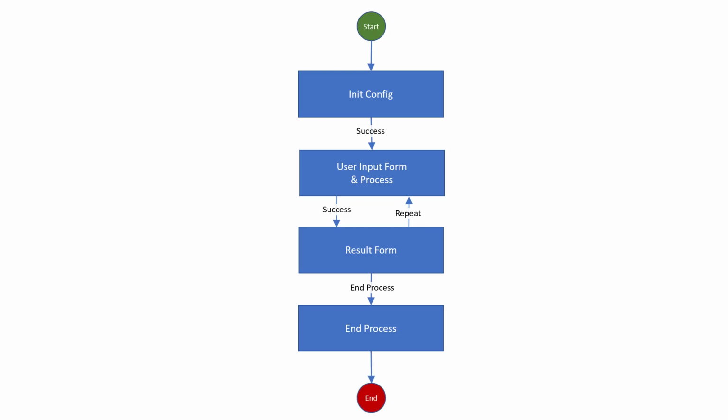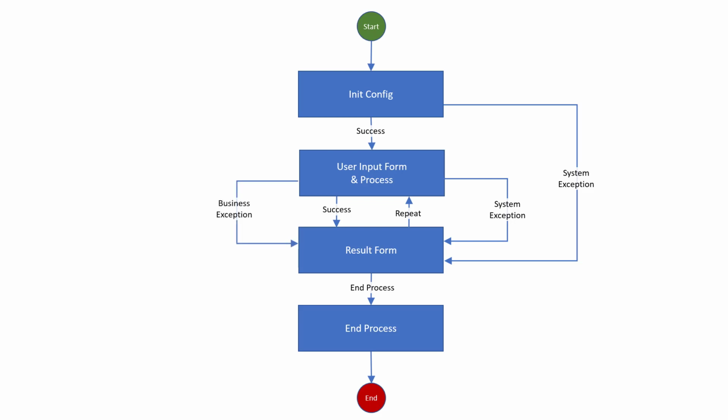Now things can happen along the way, of course. For example, in the init config state, we might see a system exception. And if a system exception occurs, then we transition to the result form, where again, as I said, the error message can be displayed. That can also happen if something happens in the user input and process state. If a system exception occurs, we are taken to the result form where the error is displayed. Now, if you're familiar with the concept of system and business rule exceptions, of course, during the processing, a business rule exception can also occur.